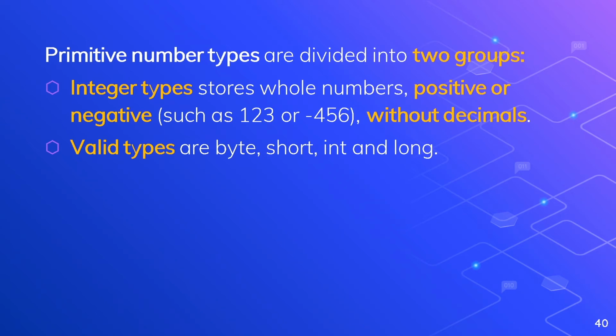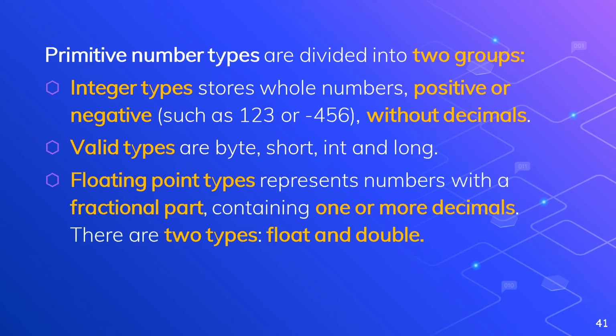These are the valid types for integer types: byte, short, int, and long. And how about the other one? We have the floating point types, float and double. These are the ones that accept decimal points.